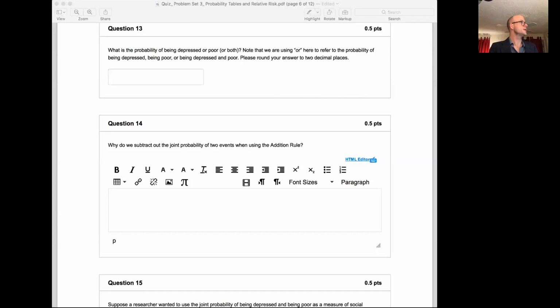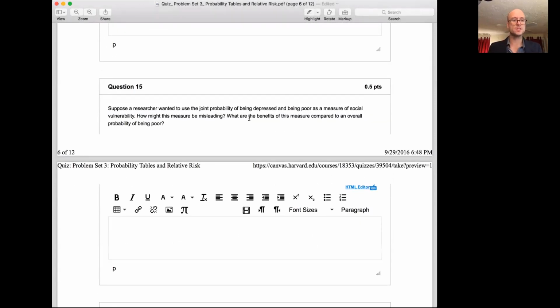Okay. Let's see. Unfortunately, you don't have to answer that because I think that's a little more difficult. Suppose a researcher wanted to use the joint probability of being depressed and being poor as a measure of social vulnerability. Okay, social vulnerability is a quite common term. How might this measure be misleading? What are the benefits of this measure compared to an overall probability of being poor? Okay, so we talk about the joint probability of being poor and being depressed. Again, this is where you can build on previous information.